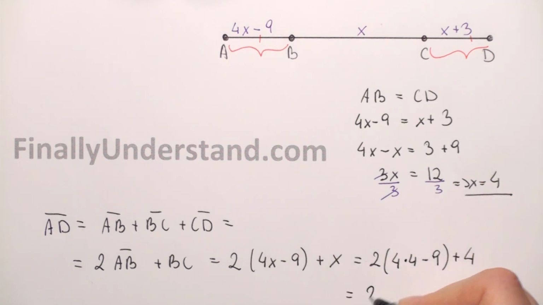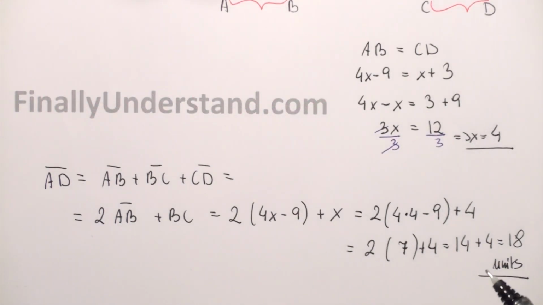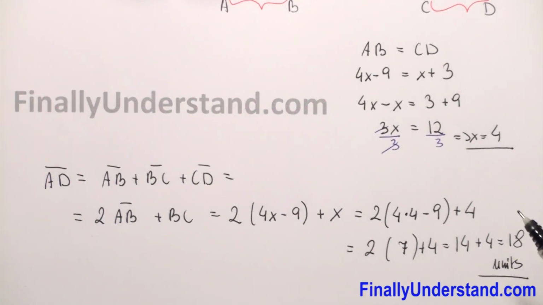So this is equal to 2 times 4 times 4 is 16 minus 9 is 7 plus 4. So this is equal to 14 plus 4. So this is 18 units. We found the length of segment AD is 18 units. This is my solution.